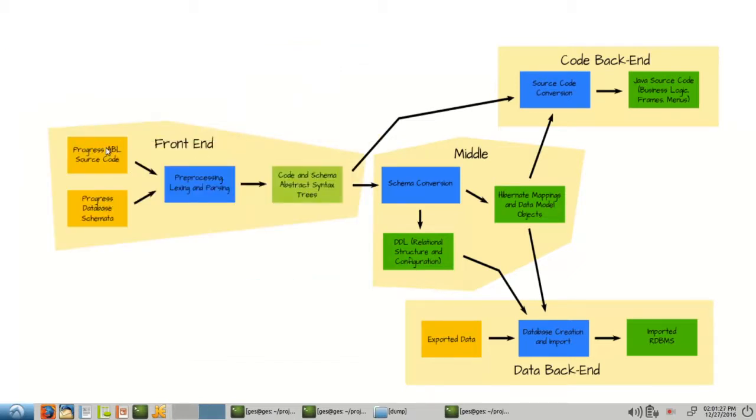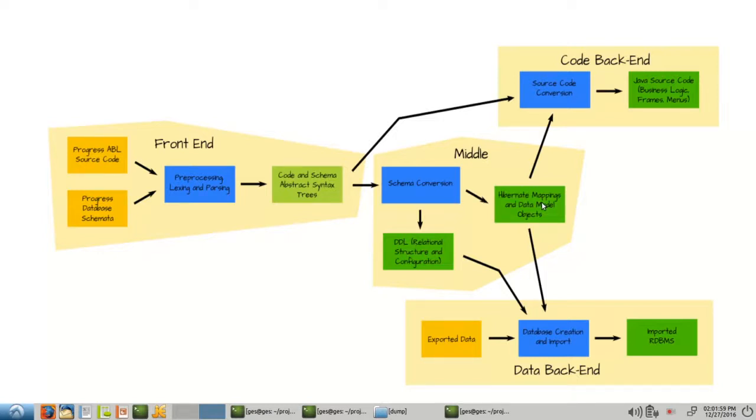So we take in your source code and your schemata. We pre-process it with a compatible preprocessor. We lex it and parse it, and we turn it into abstract syntax trees, tree structured forms without the syntactic sugar of your code and your schema. The middle portion then operates on these trees and handles the schema's conversion itself. We create the structure of your database and all the configuration of your tables and columns and your indexes and so forth in the DDL.